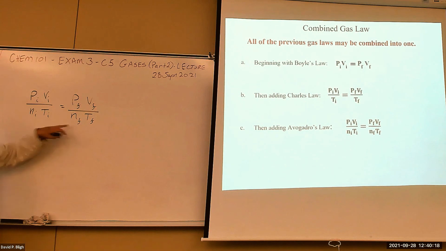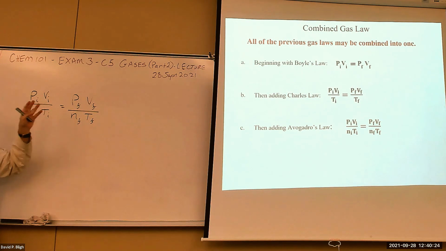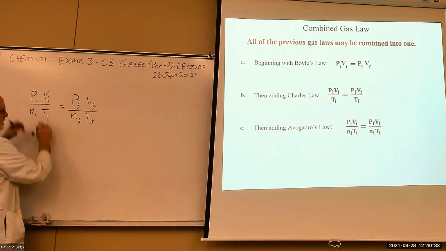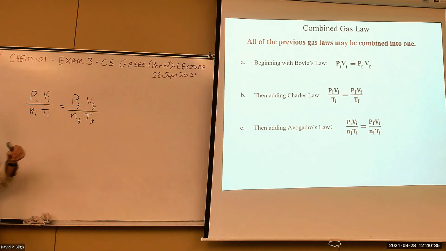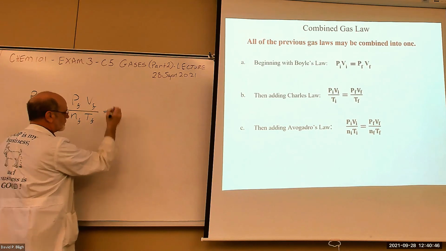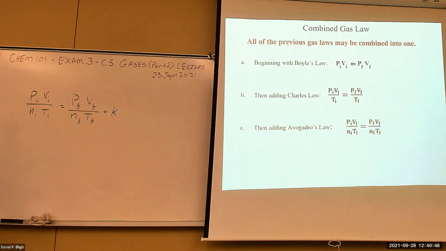Now, these two are equal for the same reason that PV equals PV, PI VI equals PF VF, because they're equal to a constant, the same constant. So if this is equal to a constant, and that's equal to the same constant, they have to be equal to each other. Okay? So we can manipulate this equation, or we can just say, all right, both of these are equal to a constant. Call it whatever you want.